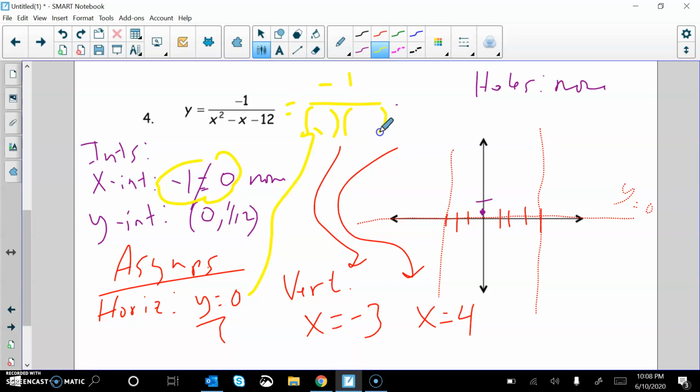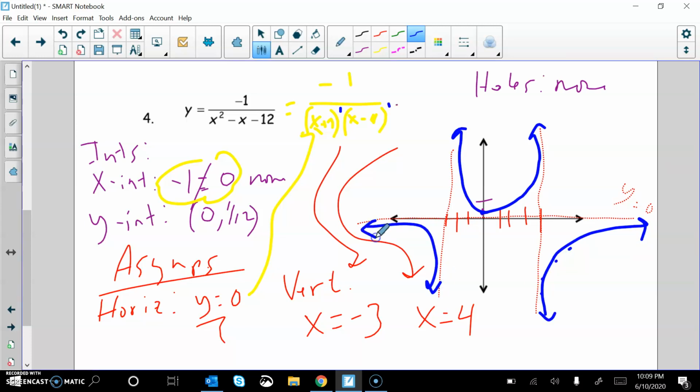Our denominator, once we factored it out, x plus 3, x minus 4, let's put that back on there. These had a multiplicity of 1. So it'll approach these vertical asymptotes in opposite directions as an odd multiplicity. Alright, make a table of your choosing to get more and more accurate graphs, get more points on it, find out exactly where they are as needed. But again, multiplicity of 1, so these will go in opposite directions.